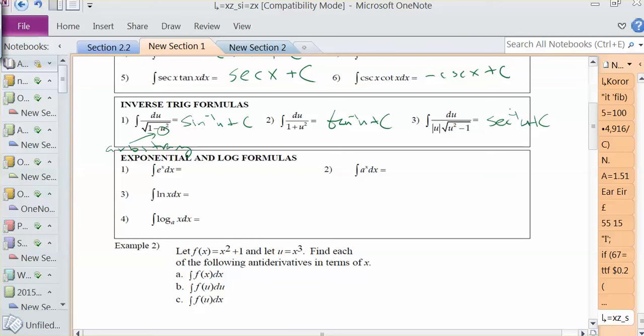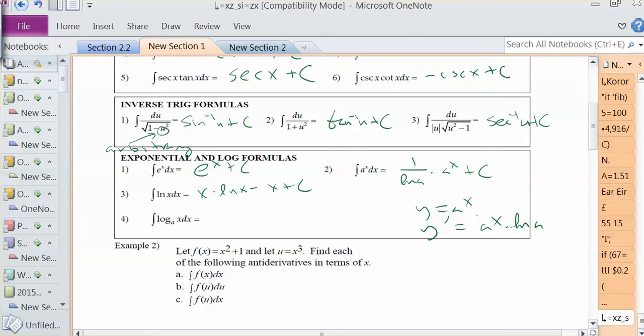And then for this one here, that's e to the x plus c. We did this in the previous page, x ln x minus x plus c. For a to the x, it's 1 over ln a times a to the x plus c, because the derivative of a to the x, remember, is a to the x times natural log of a. So we kind of do the opposite. Instead of multiplying by natural log of a, we divide.